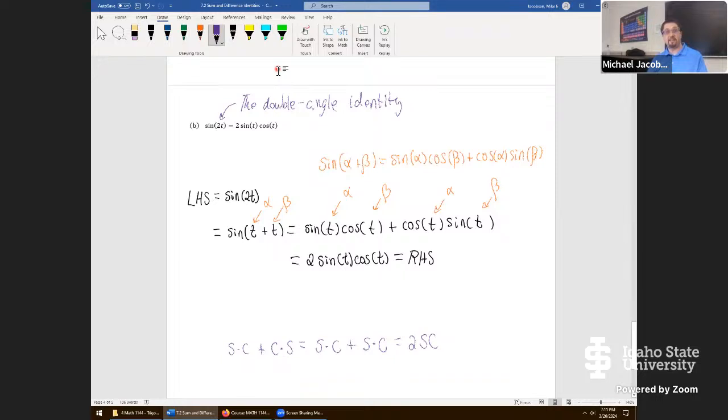But we did it, folks. That's the addition formulas, sum and difference identities. Any last questions about this section before we take a look at the next?